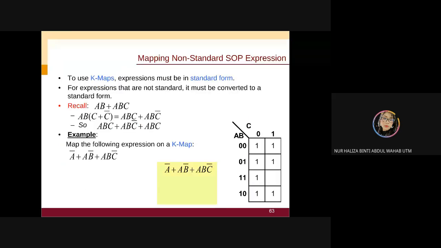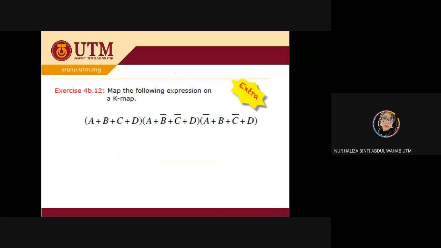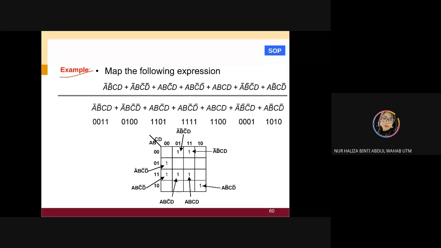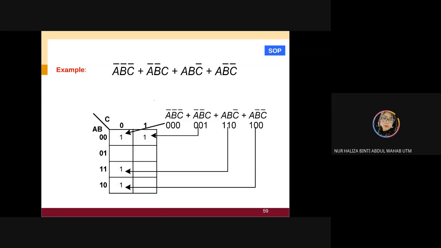Now let's take a look into mapping non-standard SOP. Just now you were given directly with the standard. If you see all the examples given, you have all the variables inside. You can see this is standard form. You have all the variables, so you can easily convert to the binary.